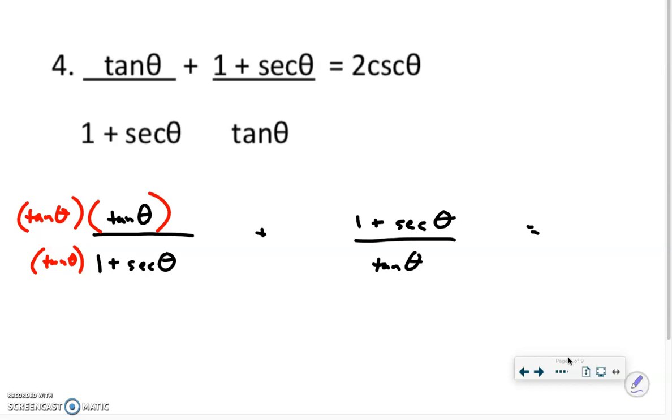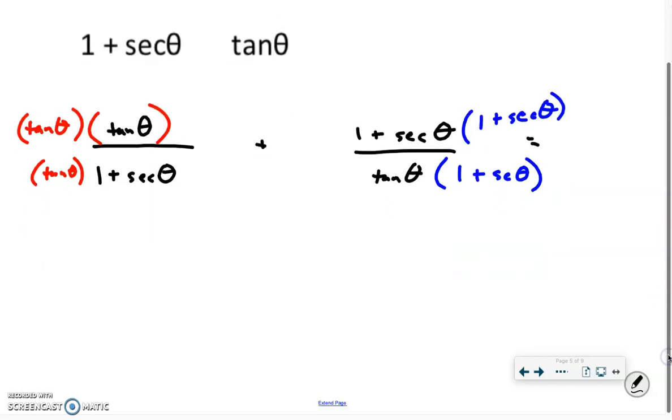On the right side, we're actually going to multiply by the entirety of 1 plus secant theta. So if we do that on the bottom, we've got to match, do that at the top. So, again, this takes care of our common denominators, but it also creates a mess up in our numerators. So what that's going to do for us, like I said before, tangent times tangent, that's going to give us tangent squared theta over, we've got tangent theta times 1 plus secant theta.